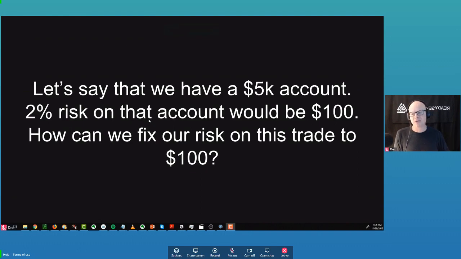How can we fix our risk on this trade to $100? How can we limit our risk on this? The most that we can lose on our account on this one trade is $100.